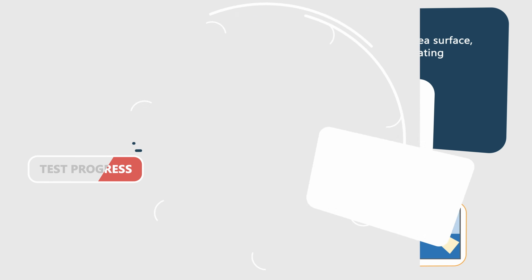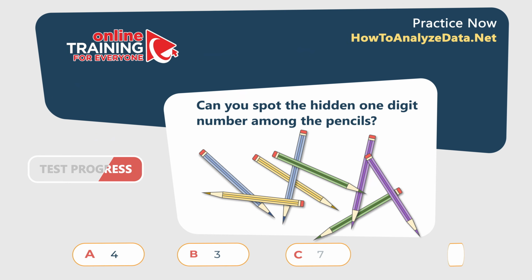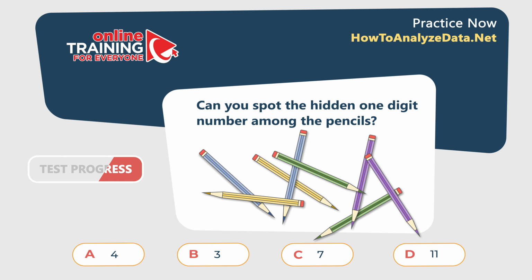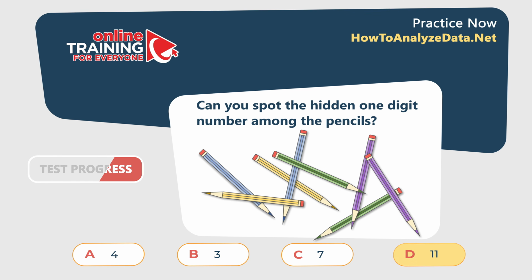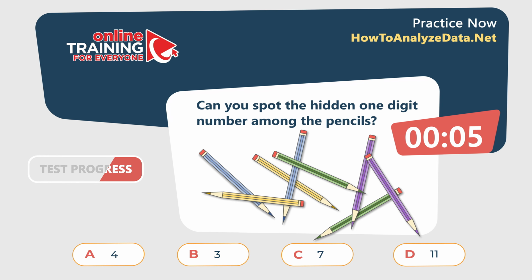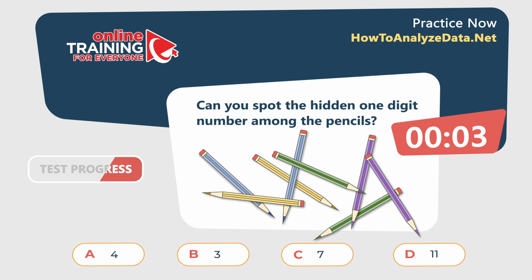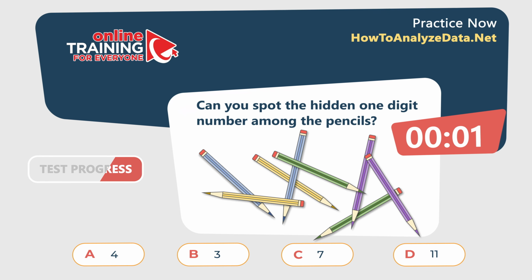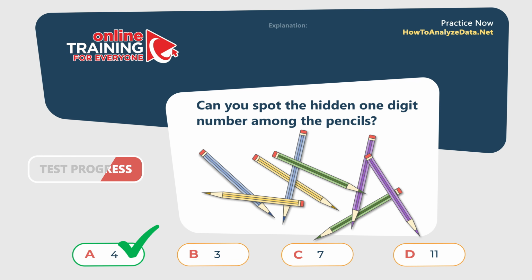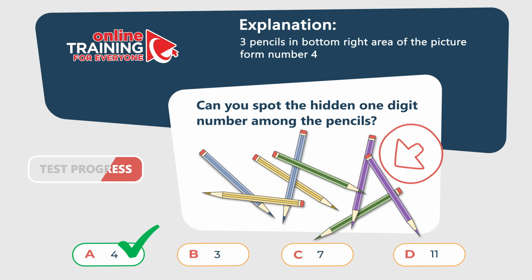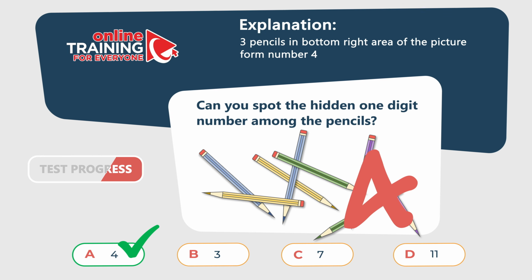Can you spot the hidden 1-digit number among the pencils in the picture? Your choices for the answers are choice A, 4, B, 3, C, 7, and D, 11. The correct answer is choice A, 4, and here's why. 3 pencils at the bottom right area of the picture form the number 4.